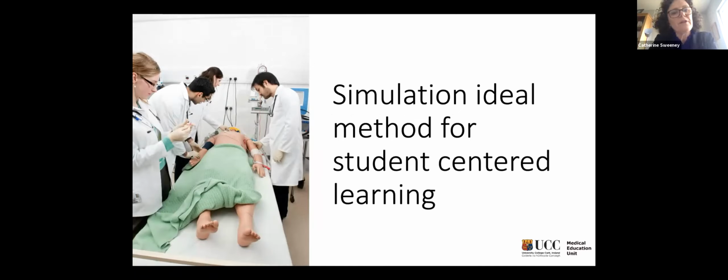This is a photograph taken in the Assert Centre in UCC a few years ago. So there may even be somebody who you know in that photograph. And these were final year medical students doing a simulation. So you can see the level of student engagement. You can see there's no sign of a teacher in sight. And you can see that students are obviously working with a mannequin with previous knowledge that they have to obviously do something.